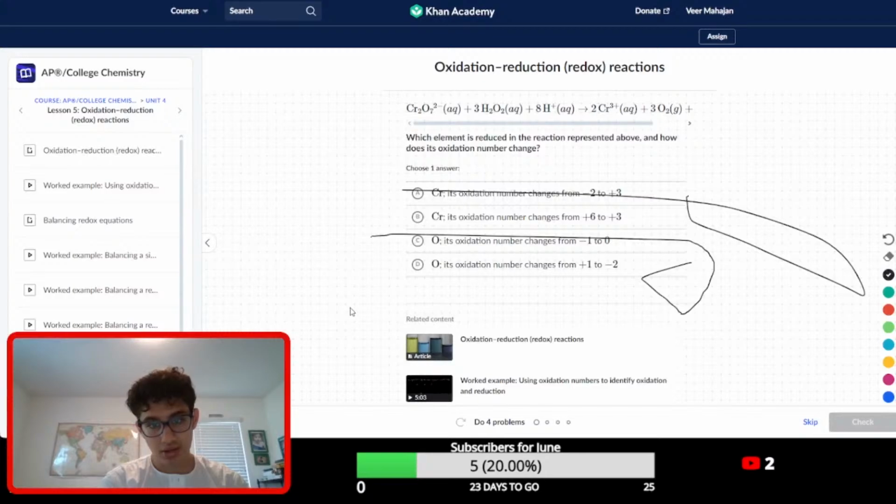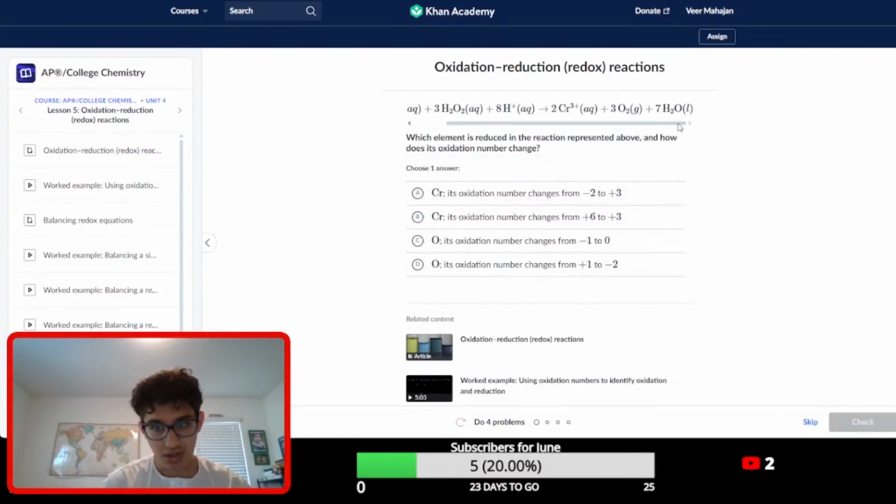Now let's take a look at chromium. Initially chromium has an oxidation state of, okay, we need to think about this. Oxygen is -2. -2 times 7 becomes -14, but then becomes -12 because the overall charge is -2. So it's -12 divided by 2, so it's +6. Right, so it has to be +6. Now we know the first part of this is 2. What does it change to? It does change to +3. We can see that right there. Let's check though. Yeah, so this seems correct.